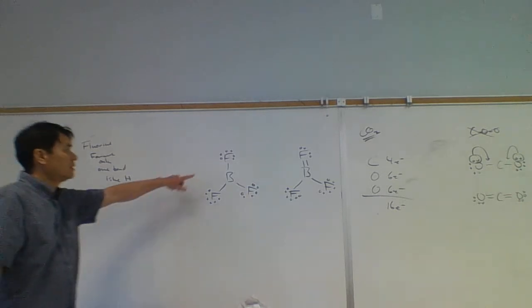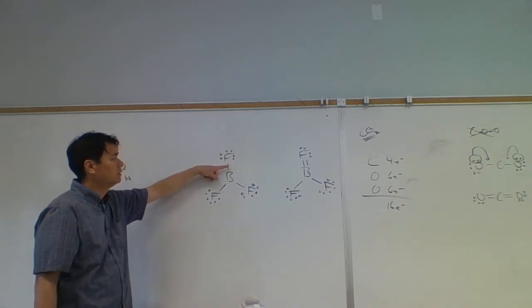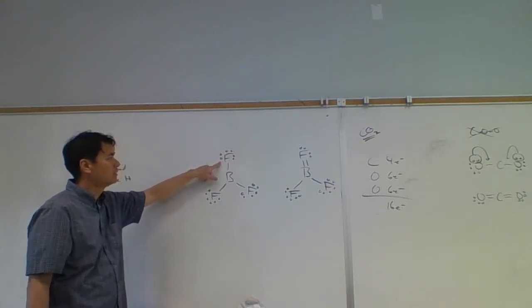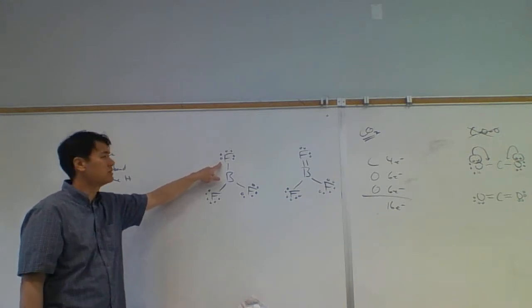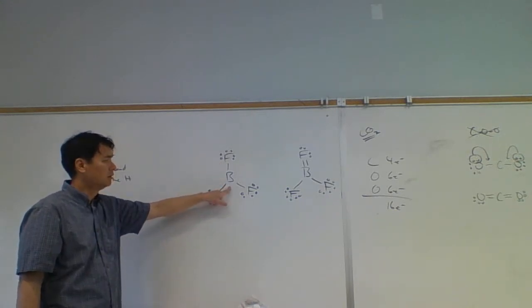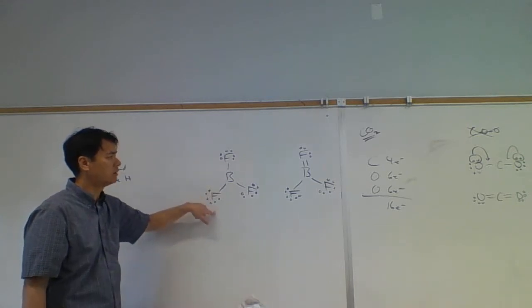What's the formal charge? How many electrons does fluorine have? When we're counting formal charge, we divide these in half. So fluorine has 7. How many is it supposed to have? 7. So 0. Boron, how many does it have? 3. How many is it supposed to have? 3. All the formal charges are 0.